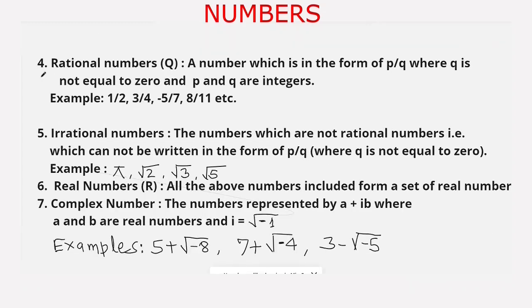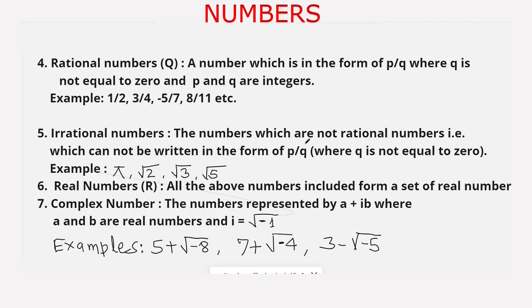Further, in the number system, category 4, rational numbers, usually denoted by Q. A number which is in the form of p upon q, or p over q, where q is not equal to 0 and p and q are integers. For example, 1 upon 2, 3 upon 4, 5 upon 7 or 8 upon 11 are rational numbers.